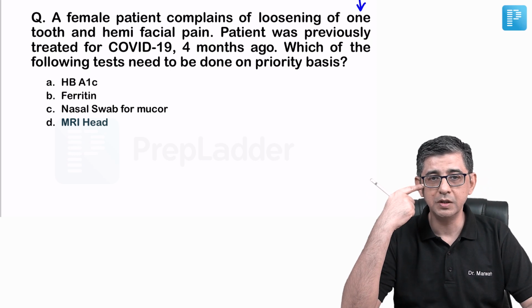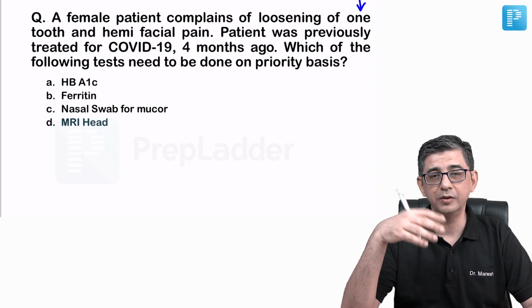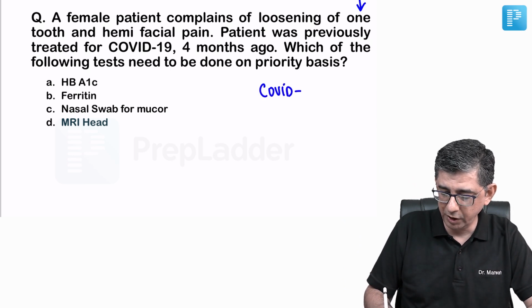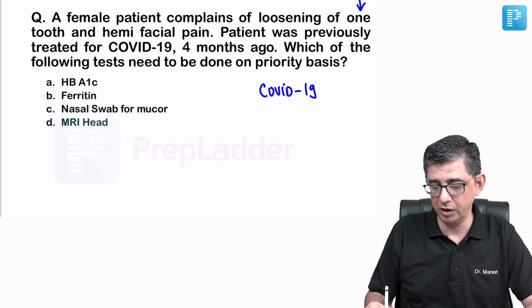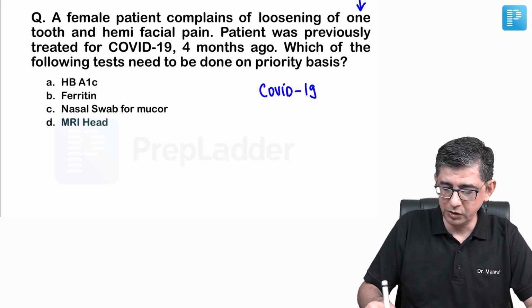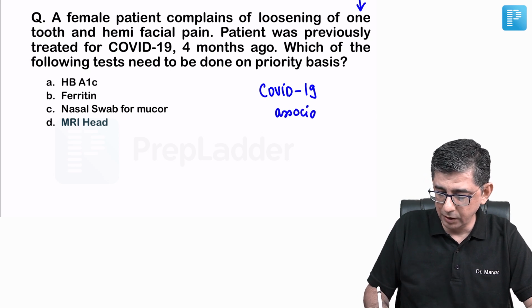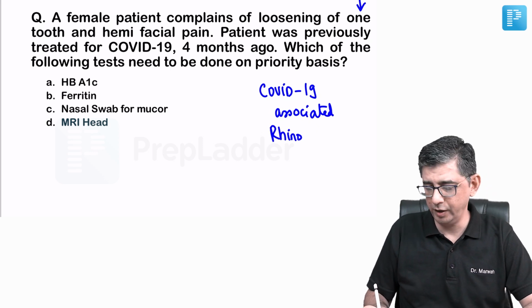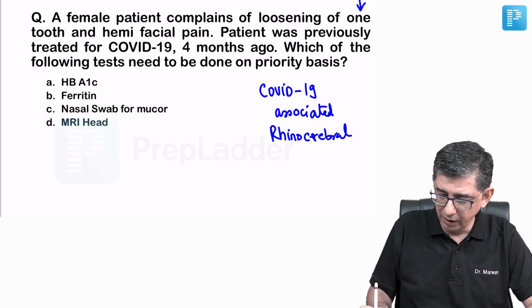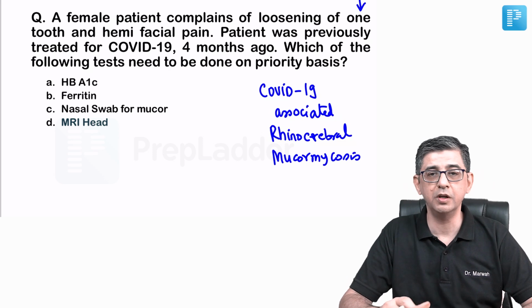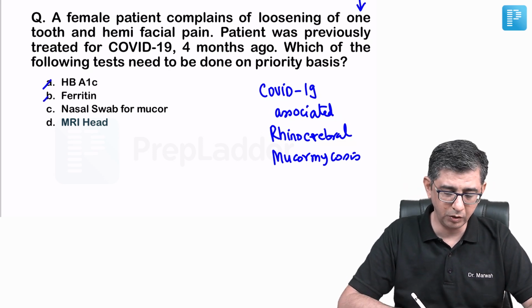And at the same time, subsequently hemifacial pain because of the extensive tissue damage that this fungus would be causing. So the topic that we are diagnosing in this particular case would be a COVID-19 induced or associated rhinocerebral mucormycosis. Now, when you look at option number A, HbA1c, it's not going to help in diagnosis at the moment. And option number B is ferritin. Ferritin would have been elevated when the person was suffering from COVID-19, not now. So A and B are off the radar.